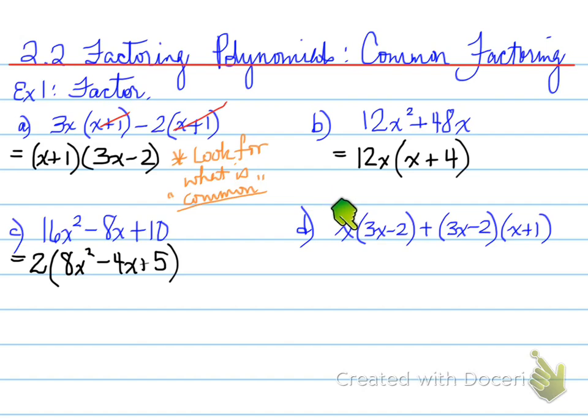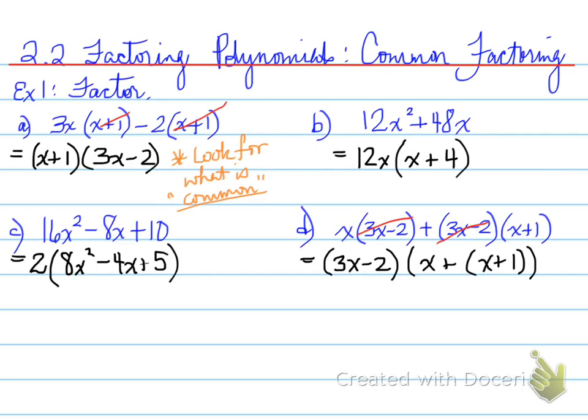Next example. You have x times 3x minus 2 plus 3x minus 2 times x plus 1. What is common in both of these pieces? Hopefully you're thinking, that's right, that 3x minus 2 is common. What's left will be, let's see. So we took out the 3x minus 2. We're left with x plus x plus 1.